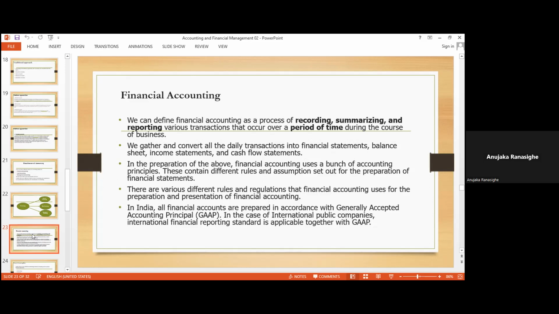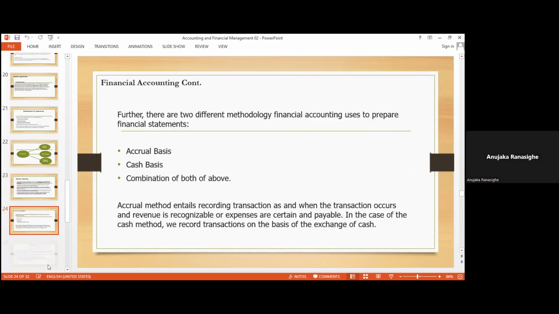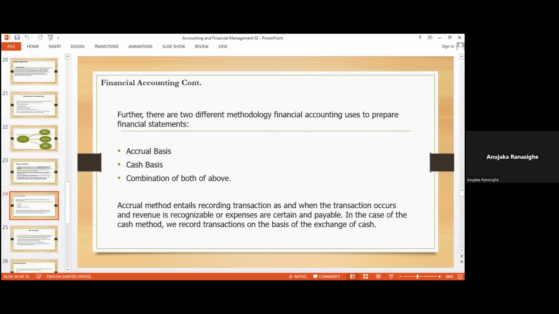Please remember this. The process of recording, summarizing, and reporting various transactions in a given time period is financial accounting. We discussed it earlier. Financial accounting prepares financial statements.